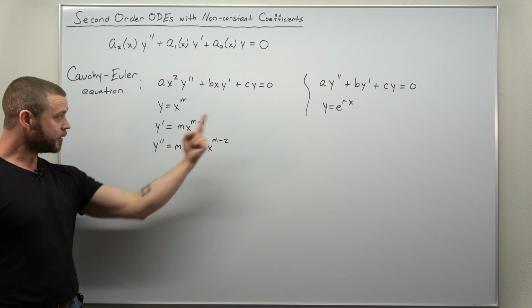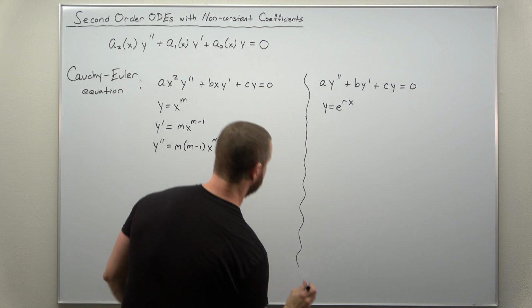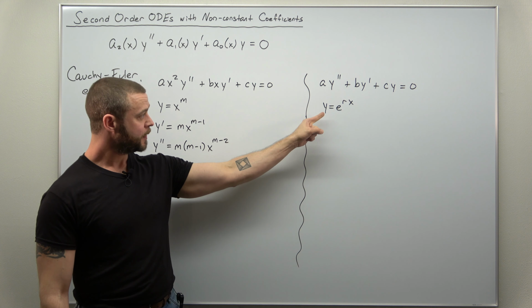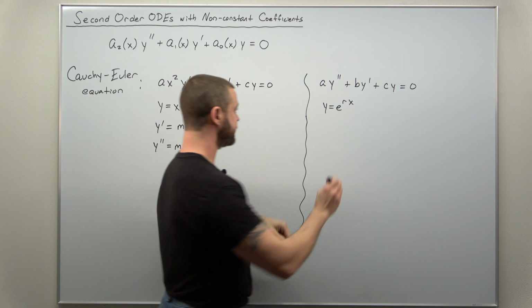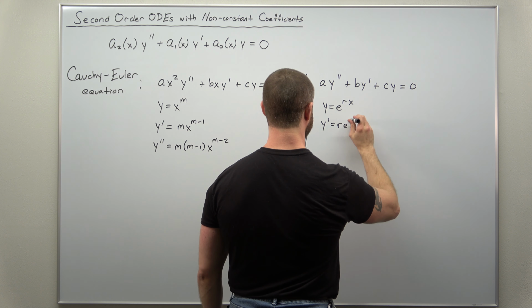So let's go ahead and parallel that with the work over here for when we have a second order ODE with constant coefficients. We start with our assumption for the solution, y equals e to the rx. Calculate your derivatives, r e to the rx.